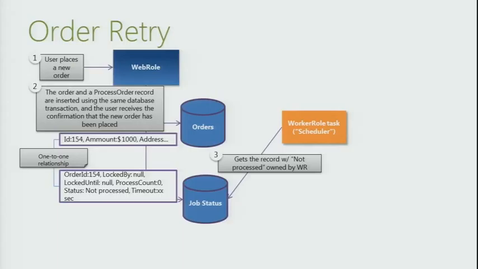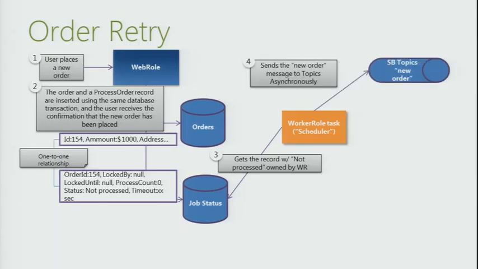We have a worker role, and I'll show you this code in just a minute. We have a scheduler that goes out and gets this record out of the job status table and says, all right, I am now working on this. It's not processed, so I'm going to get all the non-processed items, and anything that has a timeout on it or anything like that. I'm basically going to say, give me this data, and I will start working on it. And once he starts working on it, he sends that new order message to the topics. Again, that was back on the previous slide, where we send off that message saying, okay, you need to ship this, or whatever needs to happen. We send that new order message off.